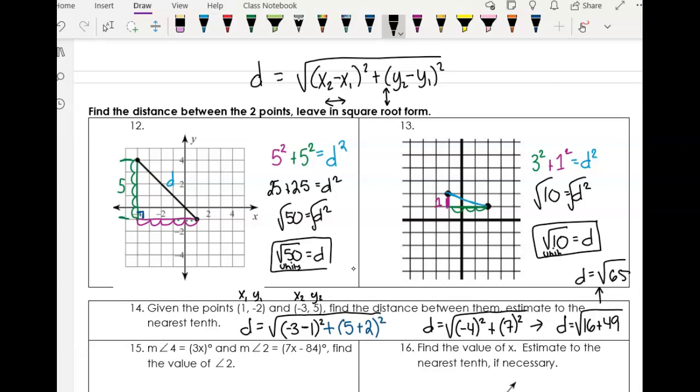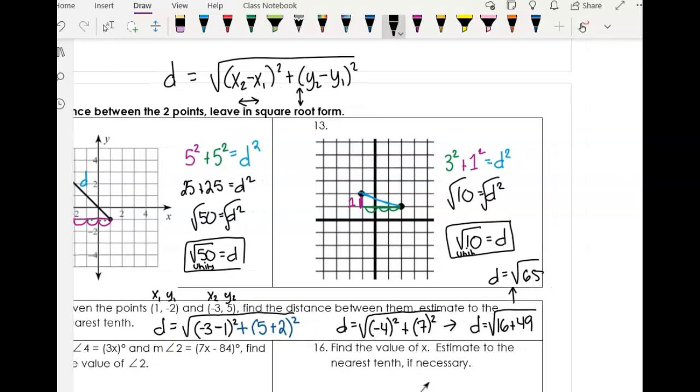It wants us to estimate to the nearest tenth. I'm running out of room here, so you're just following my trail of arrows. We're going to estimate to the nearest tenth, so in my calculator I'll hit the square root of 65, and I get 8.0622... So it means it's approximately 8.1 units.